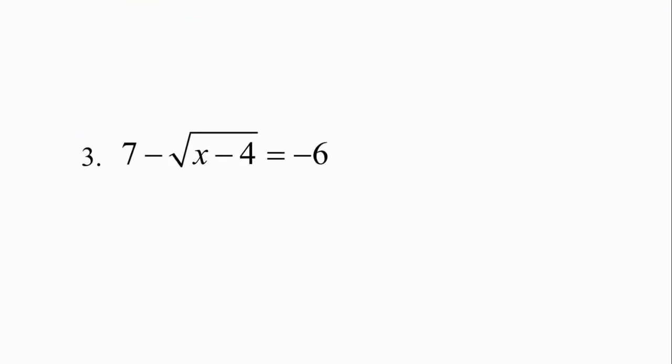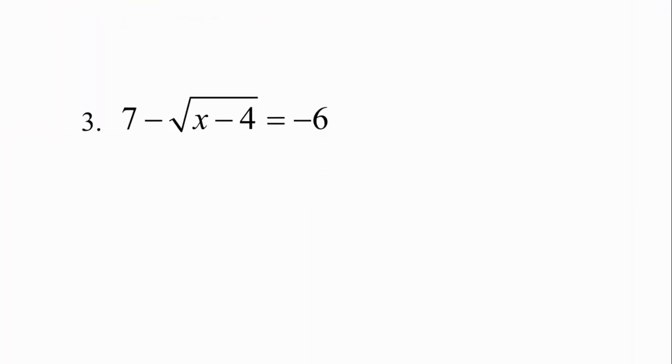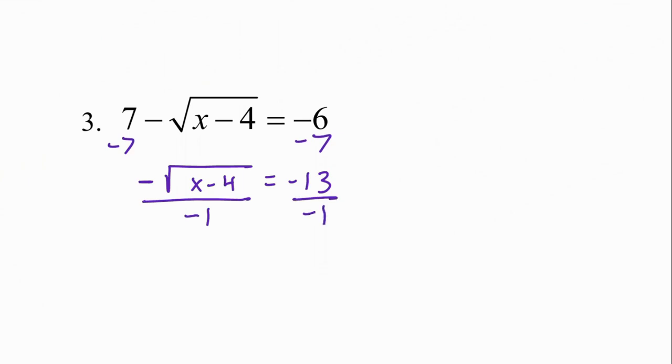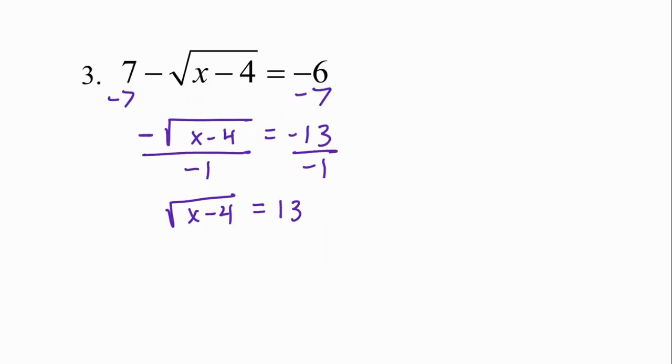Okay. So this problem has some other stuff out front of it. So instead of dividing this time, we need to move that 7 over. So we'll start by subtracting 7 from both sides. But then we still have this negative sitting out front, which we don't want. So we need to go ahead and get rid of that negative. And to do that, we're going to divide both sides by -1. Because dividing both sides by -1 is going to get those two negatives to cancel. So I'll get the square root of x minus 4 on the left side, and I'll get 13 on the right side.